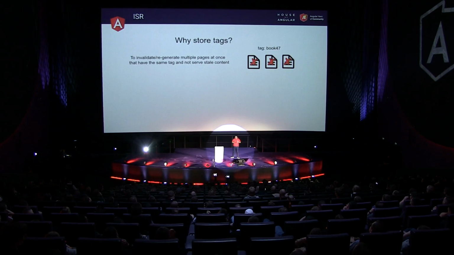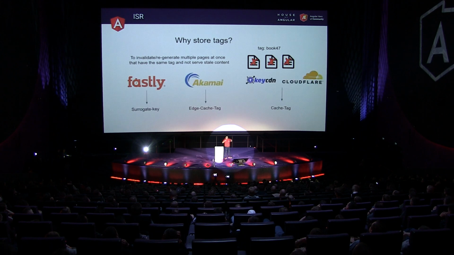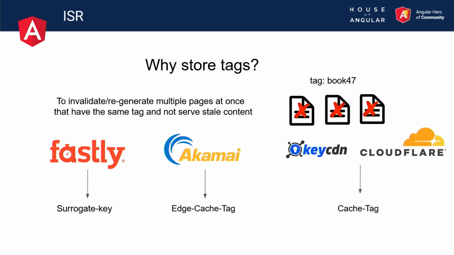And this is a well-supported idea at CDNs. You have the most popular CDNs in recent years accepting headers that help you with that, like surrogate key, edge cache tag. Each CDN can have a different header that you need to manipulate to essentially link a page to a tag, or multiple tags for that matter.